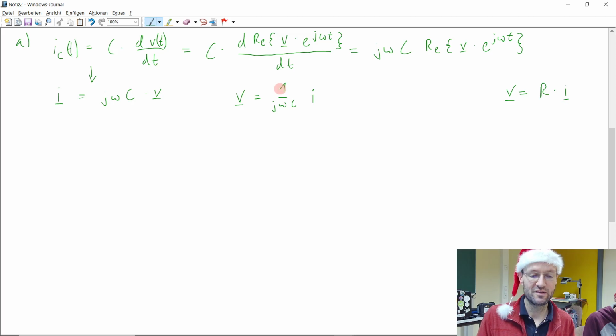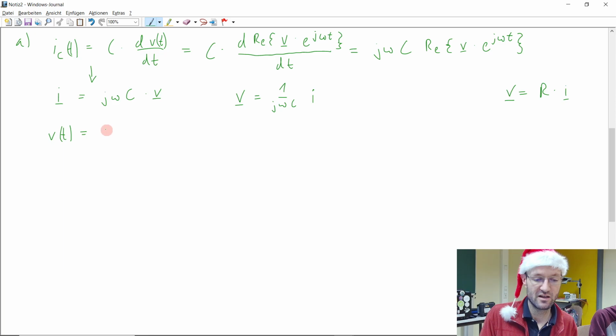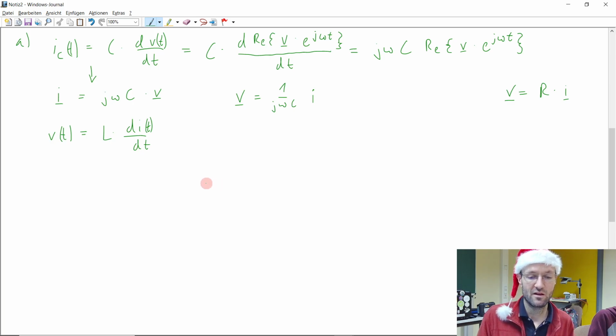If we would do the same thing with some inductor, we get voltage as a function of time is inductance times the time derivative of the current. If you do this, now we will get the multiplication with j omega here. So for some inductor, we would get V is j omega L times I.